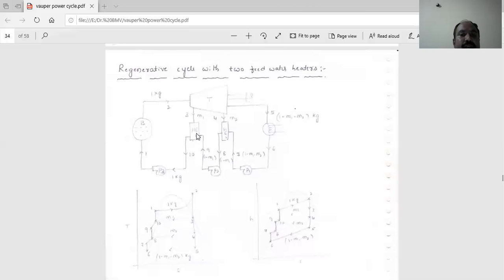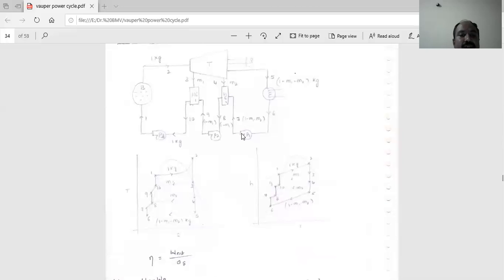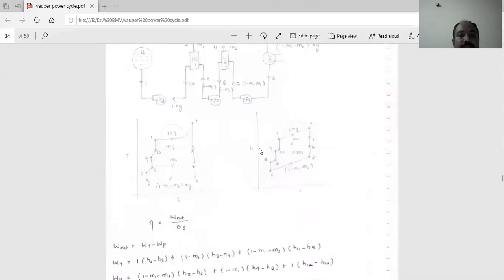It enters heater 1, where M1 enters at stage 3 and the M1 cancels. Then 1 kg of condensed fluid enters the boiler. This cycle repeats. This is the working principle behind the two feed water heater cycle. Now this is what the TS and HS diagram looks like.